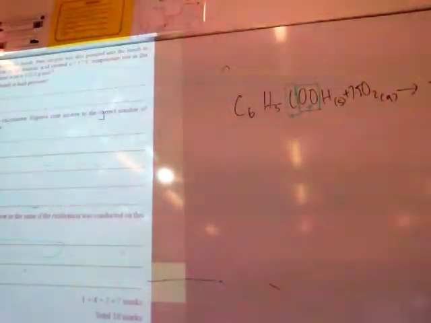Okay, calculate the calibration factor. How about we do this one? Guys, calculating the calibration factor. We need an energy. We need a temperature change. Do we have a temperature change?